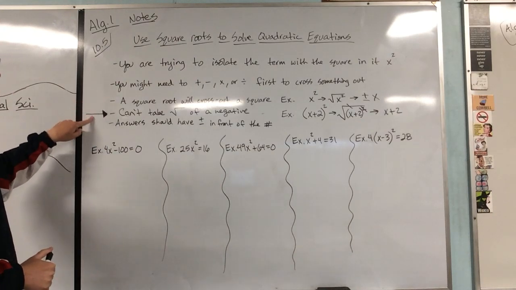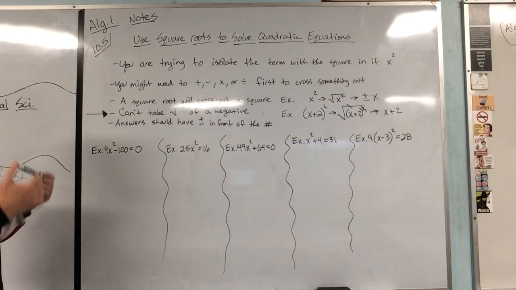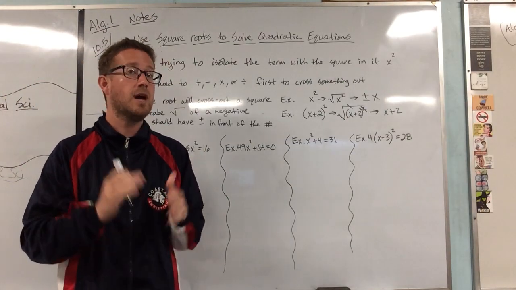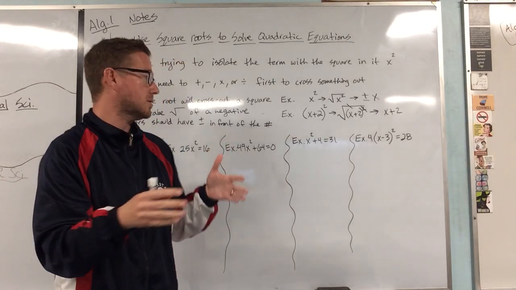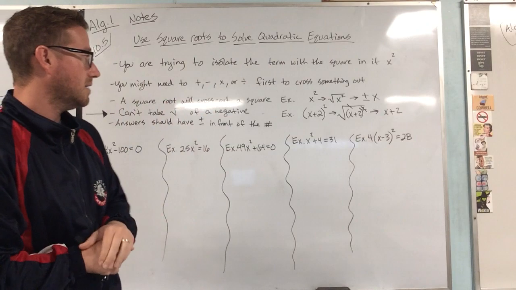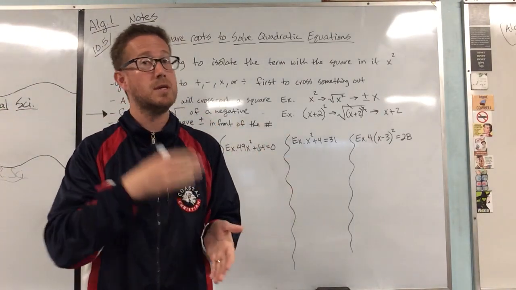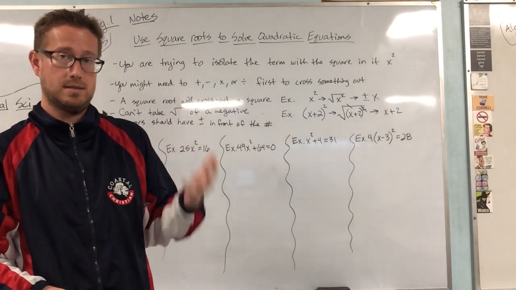One thing, I put this big arrow by it because it's super important. You can't take the square root of a negative. So if you get in a problem, and you have done it correct all the way to the end, and then you notice you have to take the square root of a negative, that's not possible. So ultimately, your answer is going to be no solution. And you're going to see one of our examples here does that.